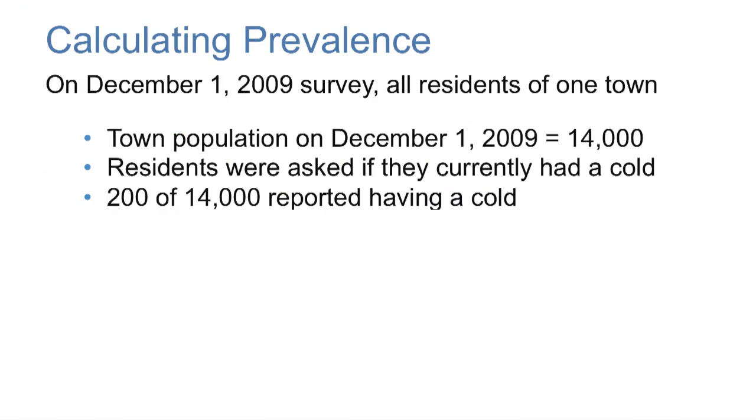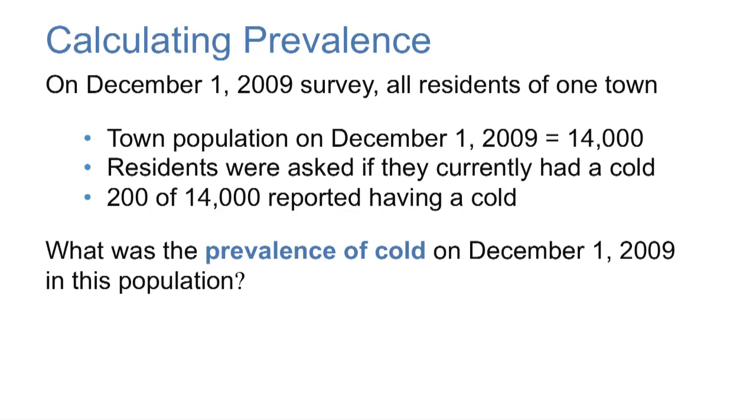Next, we will work through an example of how to calculate prevalence. On December 1st, 2009, all residents in one town were surveyed, so the total population at this date was 14,000. The residents were asked if they currently had a cold. 200 of the 14,000 reported having a cold. What is the prevalence of cold on December 1st, 2009 in this population?